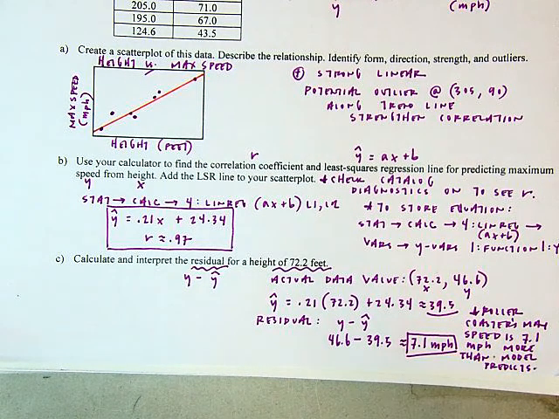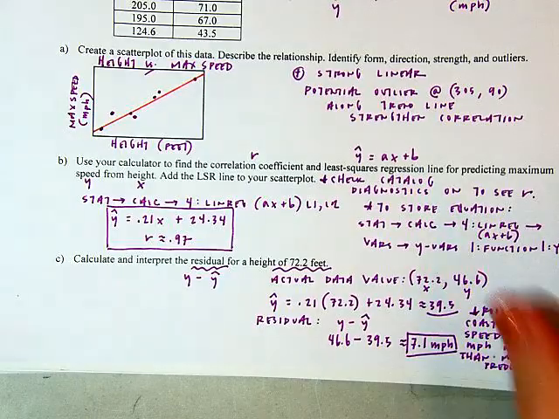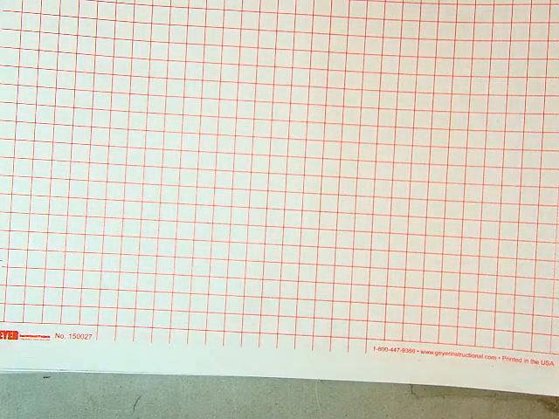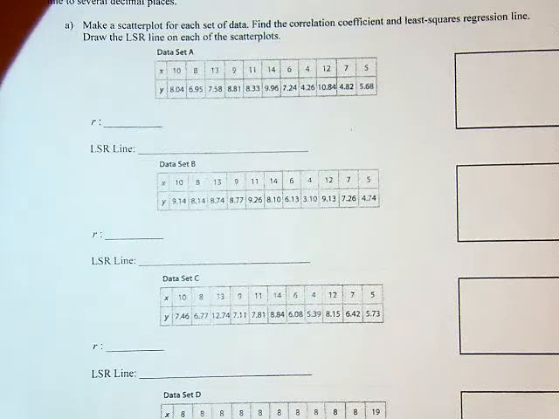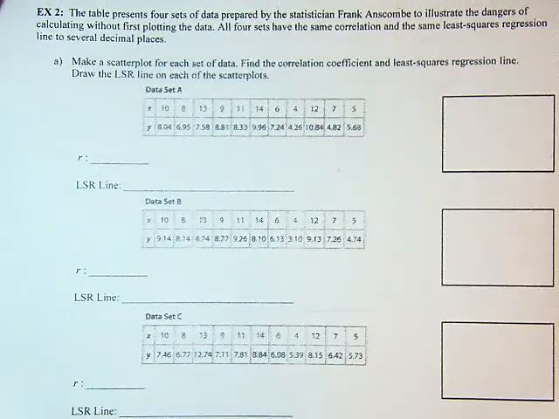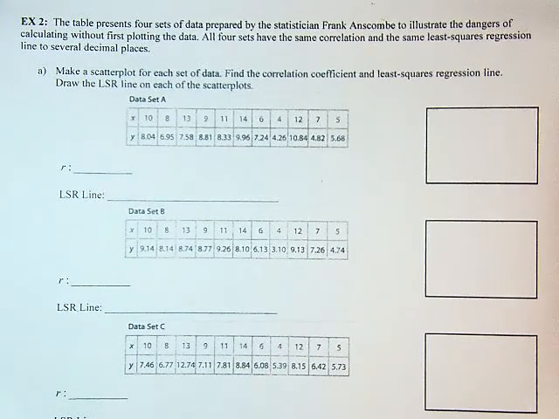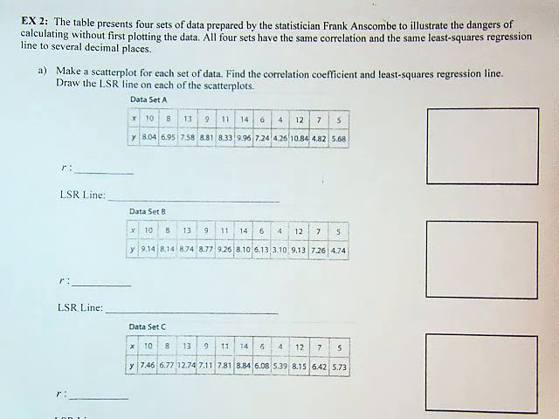All right, second page. I'm going to do one part with you and then let you do the rest of it independently. This is going to go in your packet this week as well. So I want to see this example finished. All right, so the table presents 4 sets of data prepared by statistician Frank Anscombe to illustrate the dangers of calculating without first visualizing, plotting the data. All 4 sets have the same correlation and the same least square regression line to several decimal places.